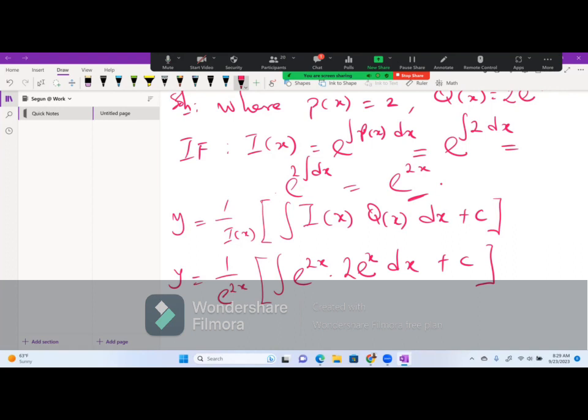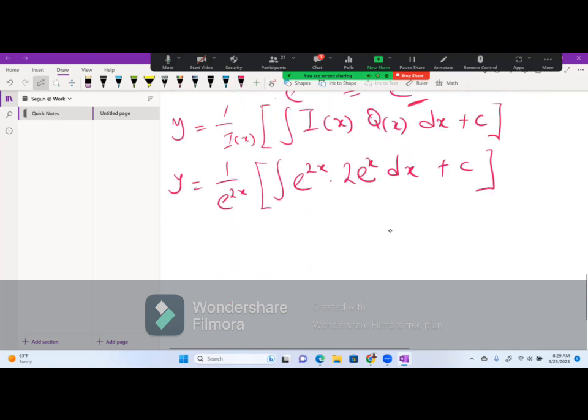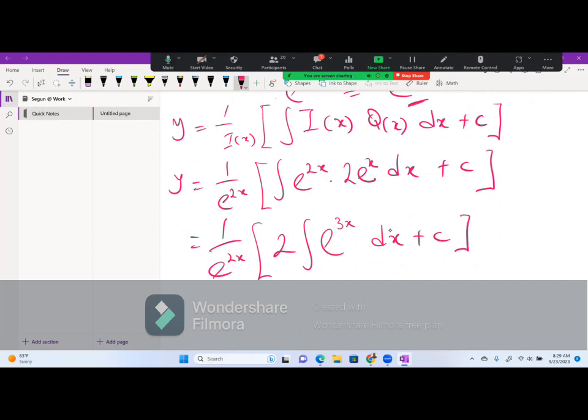Now, I can merge it together using our normal arithmetic by saying 2x in brackets. I can take the 2 out as a constant and integrate the others by saying exponential. You have 2x here, you have x here. What do you have? Exponential 3x dx plus c. Do you agree with me? Yes, sir. Okay, we have exponential 2x.